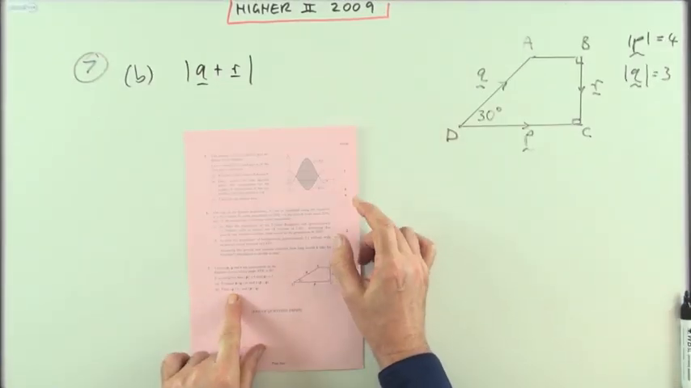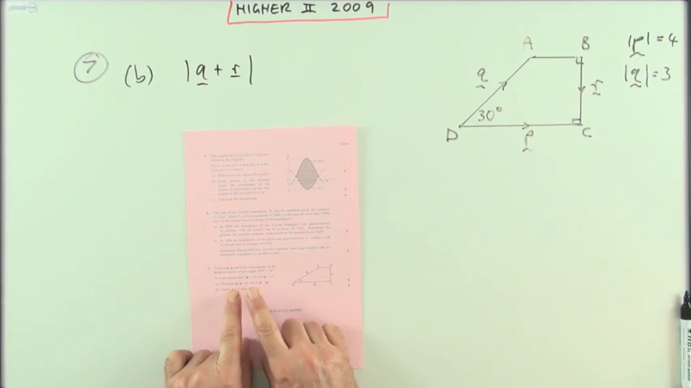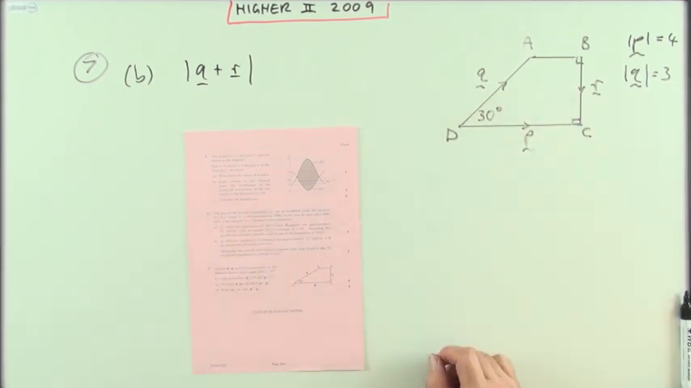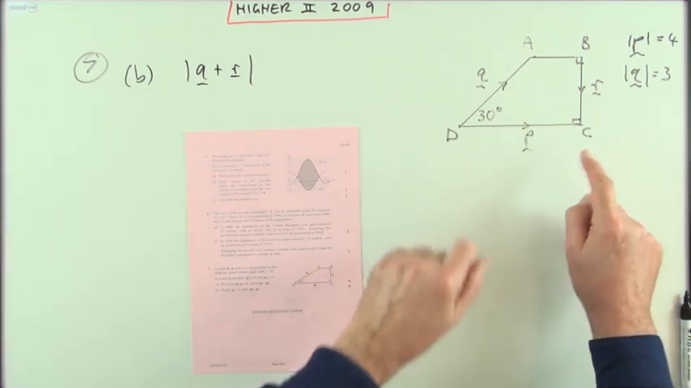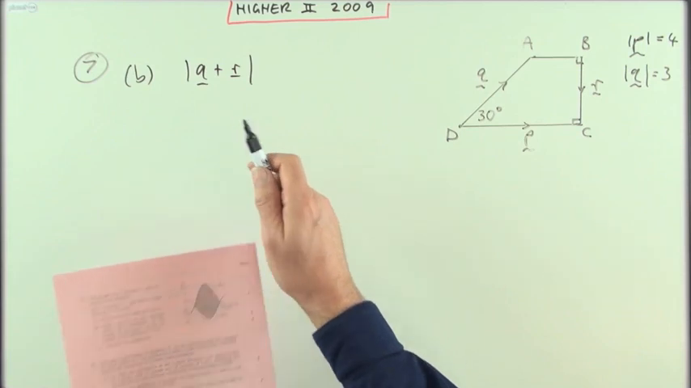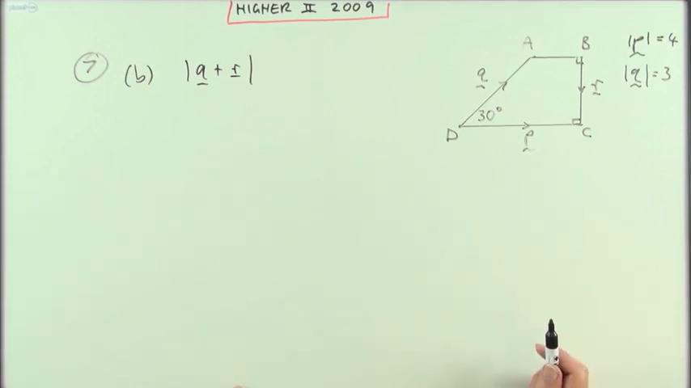Now, part B says, find the lengths. Now, lengths means you don't need to bother about these little arrows and so on. They're just lengths of lines. You've got a little geometrical diagram. You're just going to find some simple lengths in diagrams that have got right angles and so on. What's the length of Q plus R? Well, first of all, you need to know what Q plus R is.